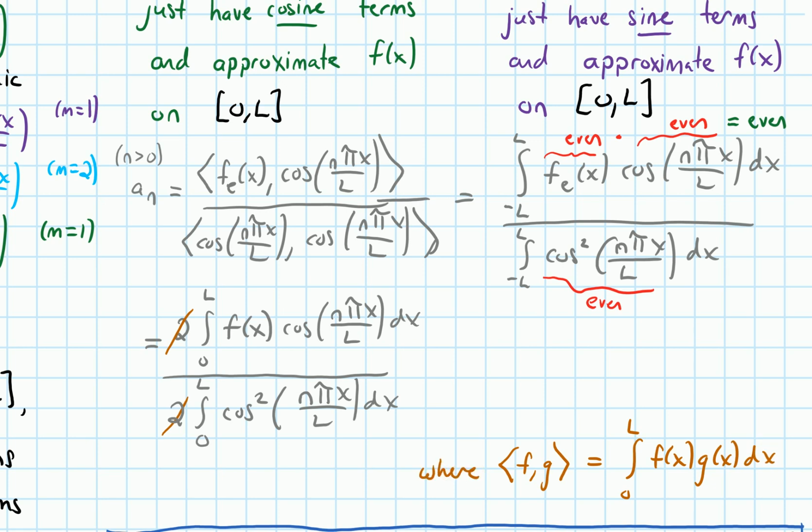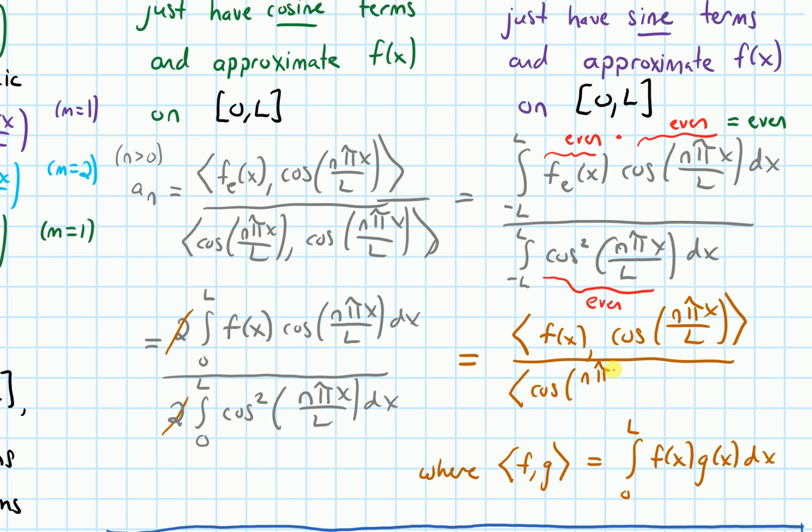And when we do that, the fraction that we have is going to become the inner product of f of x with cosine of n pi x over L on the top, divided by the inner product of cosine of n pi x over L with itself. So this is what the coefficients of our Fourier cosine series will technically look like. So we're ready to define it now.